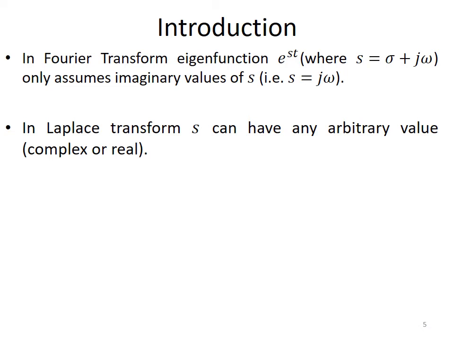So in Fourier transform, the eigenvalue e power st is imaginary, right? S is imaginary. And in Laplace transform, it can have any arbitrary value. This is the fundamental difference between the Fourier transform and the Laplace transform. So Laplace transform is the more generalization, right?